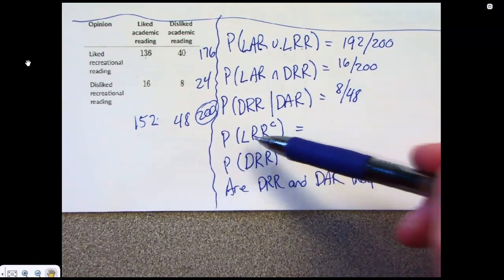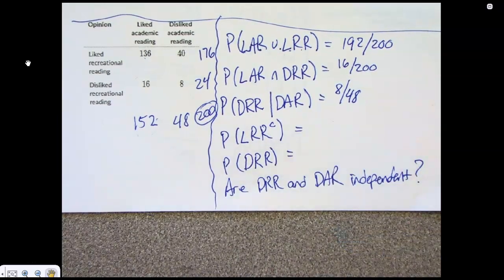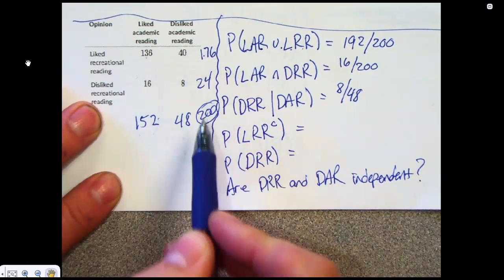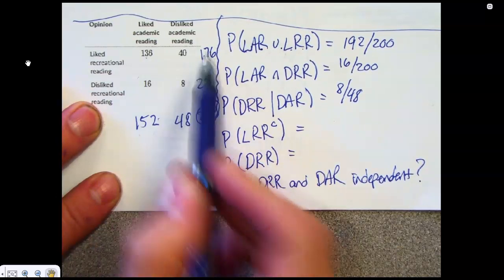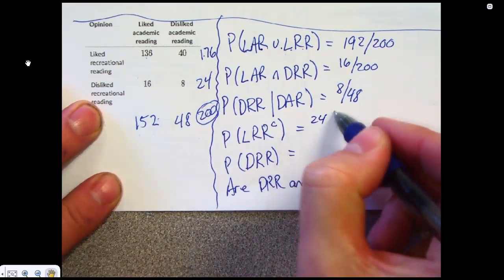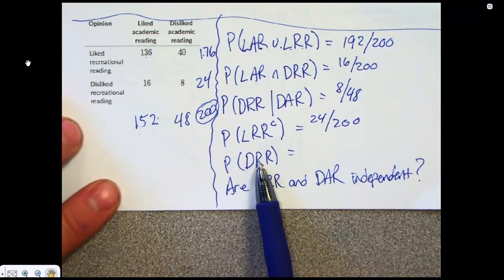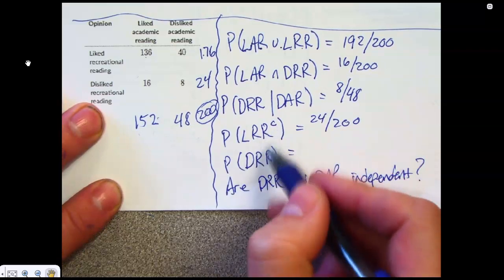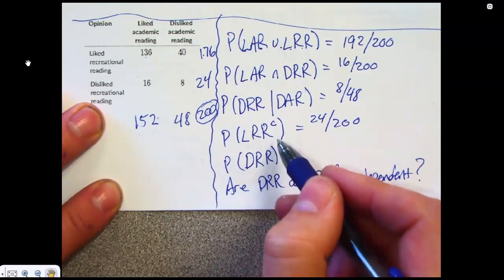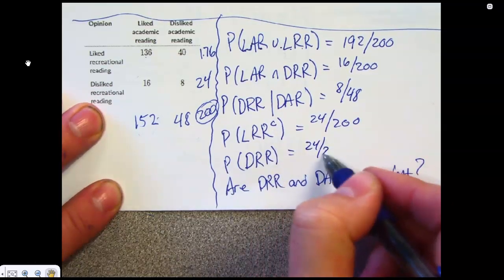Probability of liked recreational reading complement. So that's if you didn't like recreational reading. So 176 out of the 200 did like recreational reading, and then 24 out of the 200 did not. Probability of disliking recreational reading. That's the exact same. These are the exact same question, I think. Those two. That's 24 out of 200.